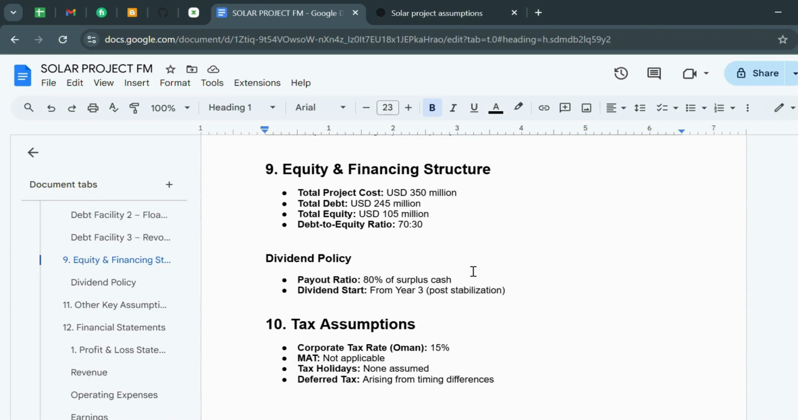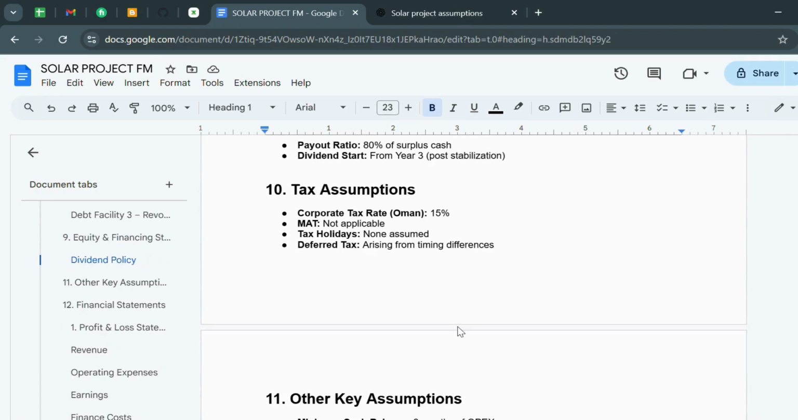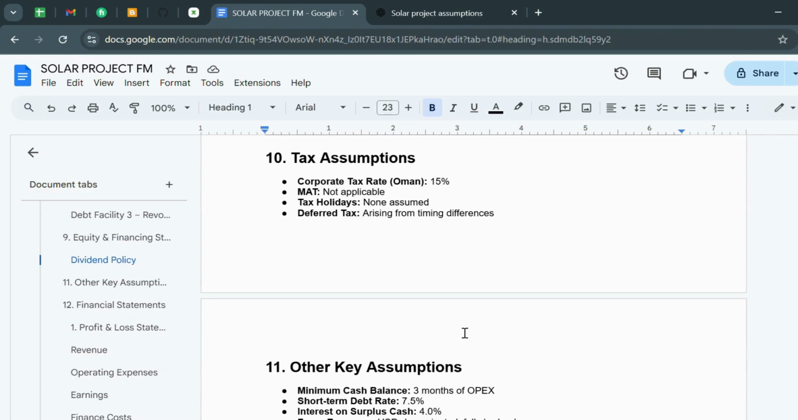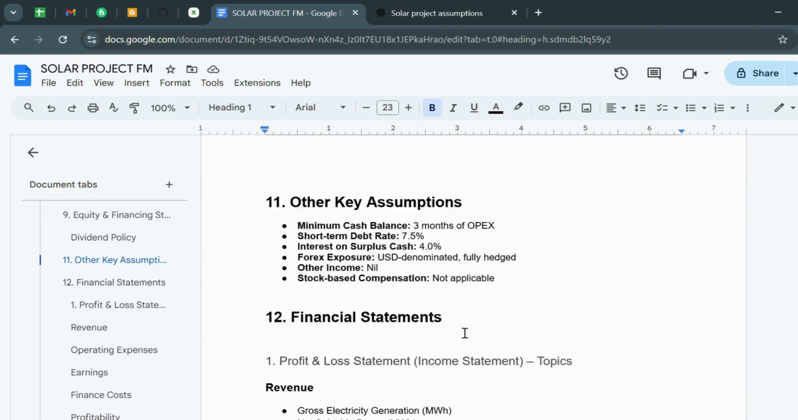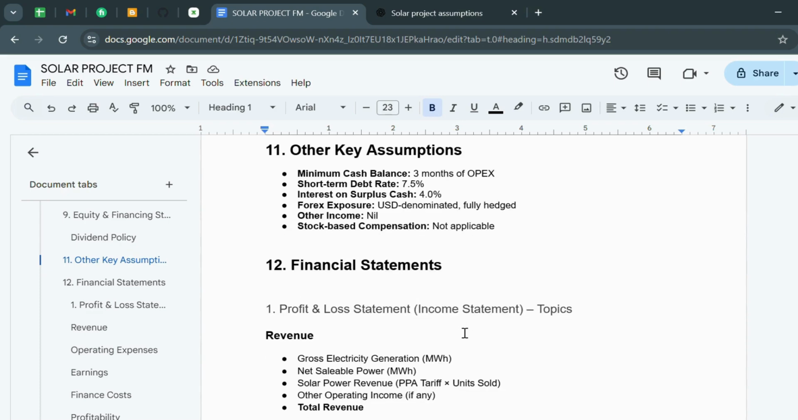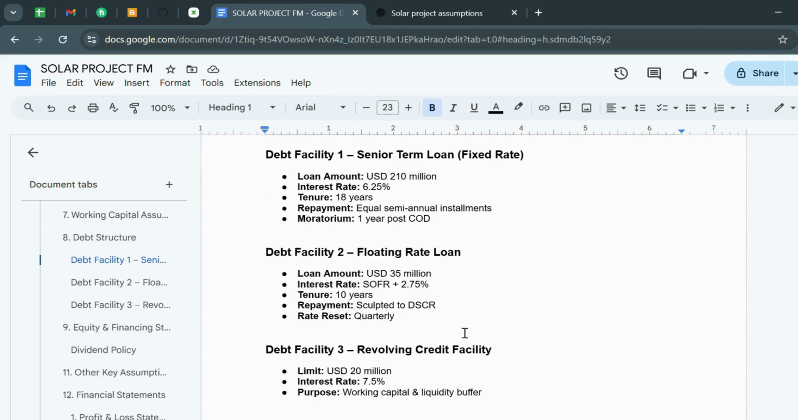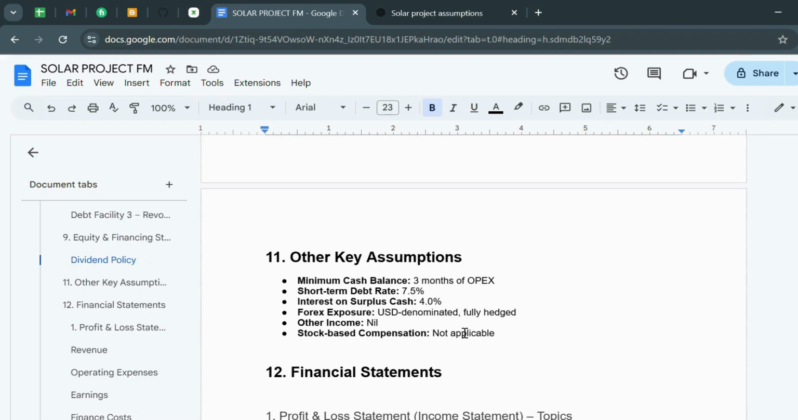Next, equity. We have 350 million as our total project cost and 70/30 is the ratio. Tax assumption: corporate tax in Oman 50%. MAT not applicable, tax holidays none assumed, deferred tax nothing. Key assumption is 3 months of OpEx, short term debt rate is 7.5%, that is the revolving credit facility. Okay.